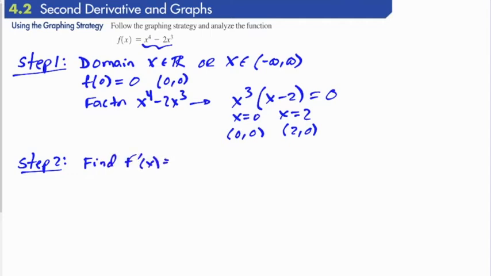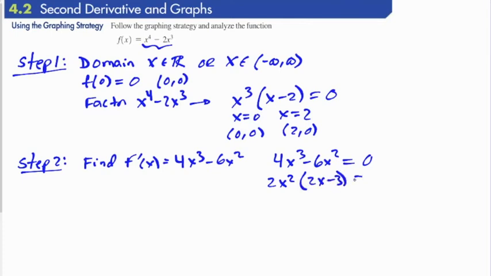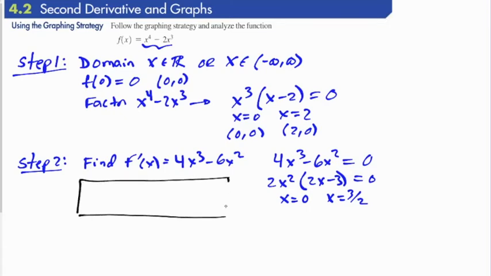So f prime of x is 4x cubed minus 6x squared. This is just using the power rule. Now we can find which values of x will give us a first derivative equal to 0. And we find that this happens at x equals 0 and at x equals 3/2. Now we can create our sign chart.